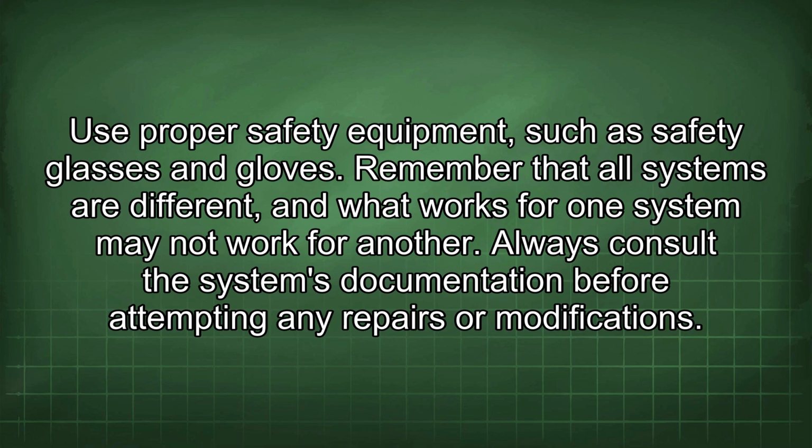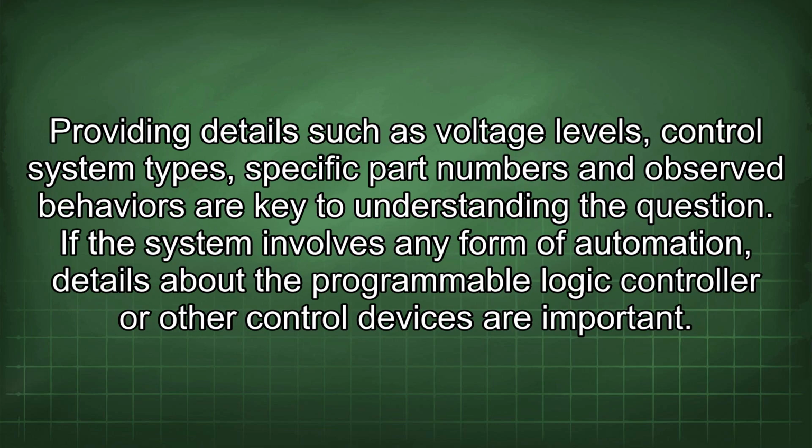Remember that all systems are different, and what works for one system may not work for another. Always consult the system's documentation before attempting any repairs or modifications. Providing details such as voltage levels, control system types, specific part numbers, and observed behaviors are key to understanding the question. If the system involves any form of automation, details about the programmable logic controller or other controlled devices are important.